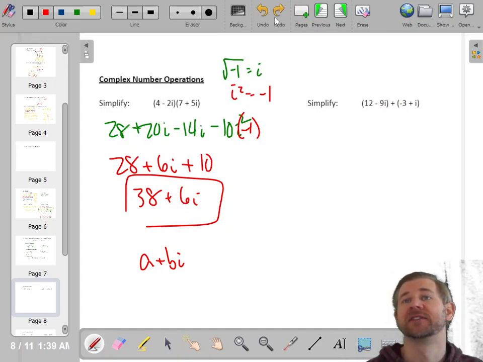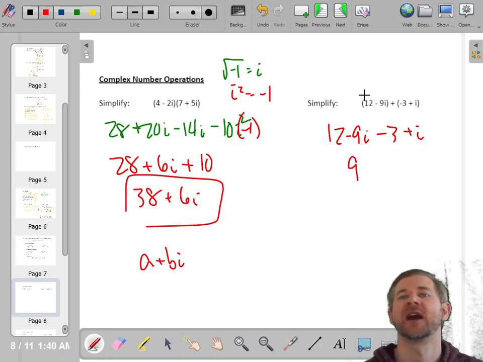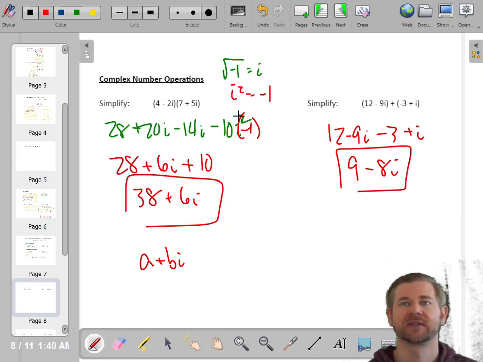This says addition, so just combine my terms. The parentheses don't matter. Minus 3 plus i. Just combine my terms. 12 minus 3 is 9. Negative 9i plus 1i is negative 8i. Do not FOIL it out if you don't need to. This is just addition.